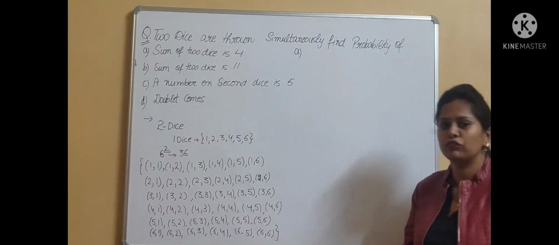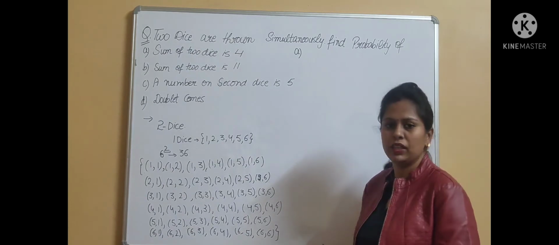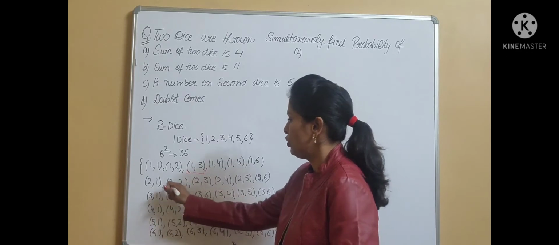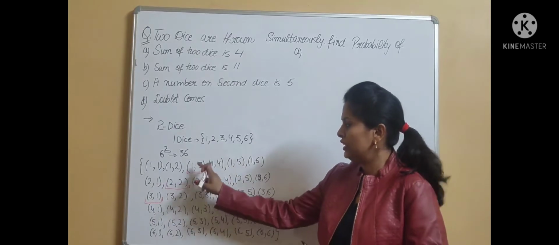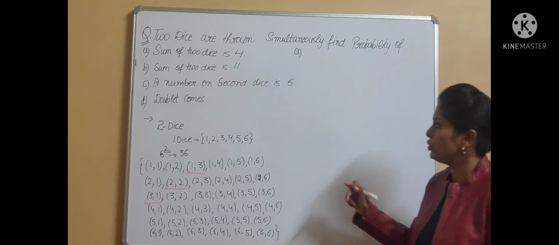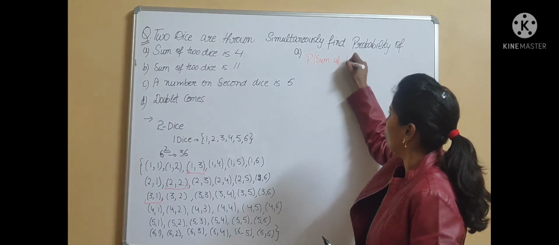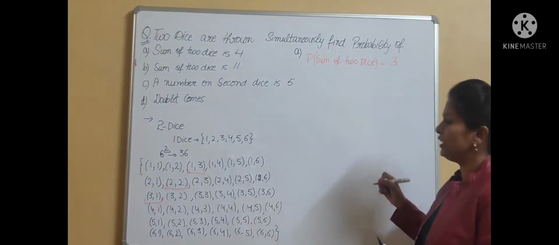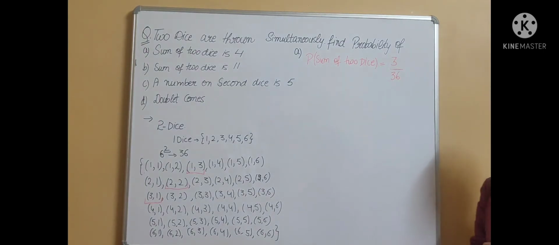First example: the sum of the two dice is 4. You have to check the cases in which the sum on the dice is 4. That is 1 plus 3 is 4, 2 plus 2 is 4, 3 plus 1 is 4. So these three cases are those in which the sum on the two dice is 4. So the number of favorable cases is 3 and the total cases are 36. So the probability becomes 3 by 36.